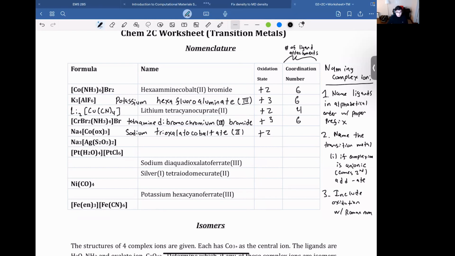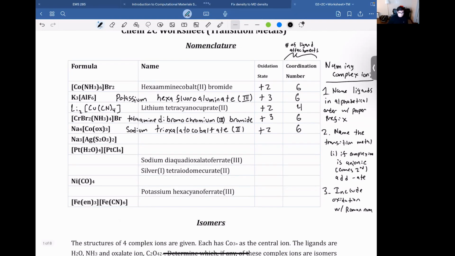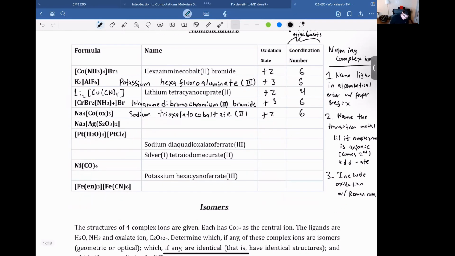We have three ligands here. We have three oxalate groups. However, do be careful. You're not counting the number of ligands, you're counting the number of ligand attachments. So oxalate is a bidentate. It can attach at two places, or donate two lone pairs. And so the coordination number here is 6, not 3. You're not counting the number of ligands. All right, next we're doing the same thing.